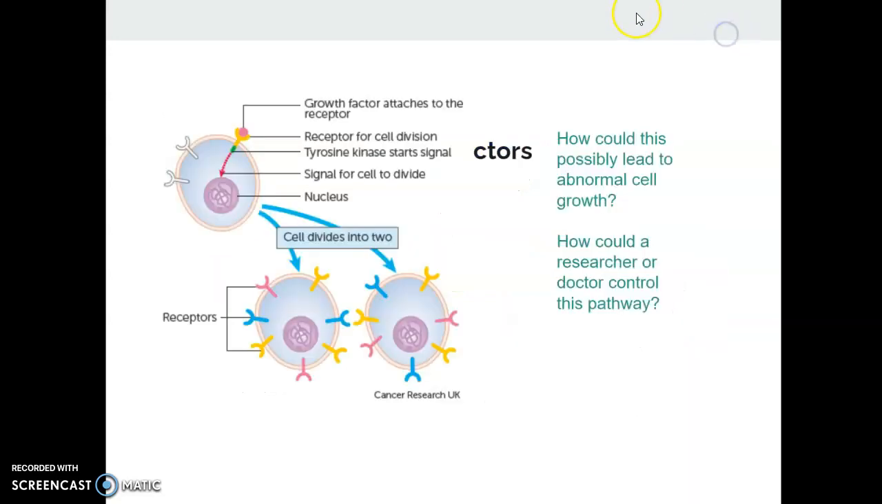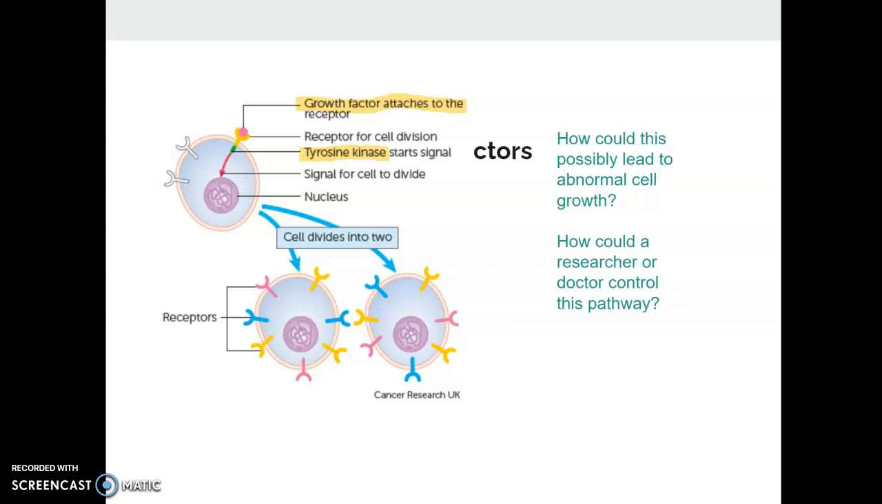Now, this is how we get promotion factors in terms of how this starts. This is going to be key. This is something I could ask you on a quiz because we've talked about this. We have a growth factor that attaches to a receptor here. That receptor for the cell is a type of kinase called a tyrosine kinase. This is probably one of the more popular ones that most professors or teachers will talk about. What happens is it triggers an event to signal the cell to divide inside the nucleus.